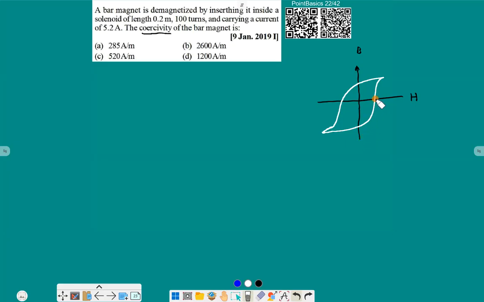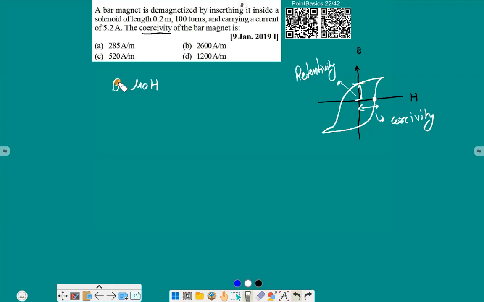Now this term is known as coercivity, and this term is known as retentivity. And we have a relation between both of these two. We know from the relation that B is equal to mu naught times H. So we can use this relation.